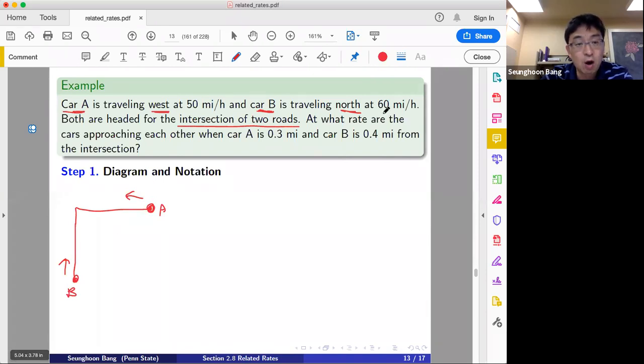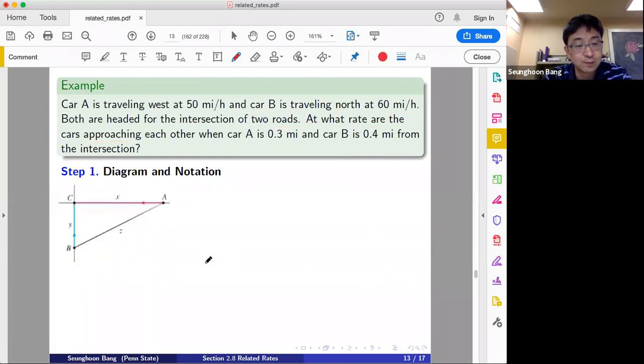The speed of car A is given. What does it mean? The x variable, the distance, we need distance x. The speed of car B is also given. This is y. What is the question? At what rate are the cars approaching each other? You need to find the distance between the two cars, z. So this is the diagram.